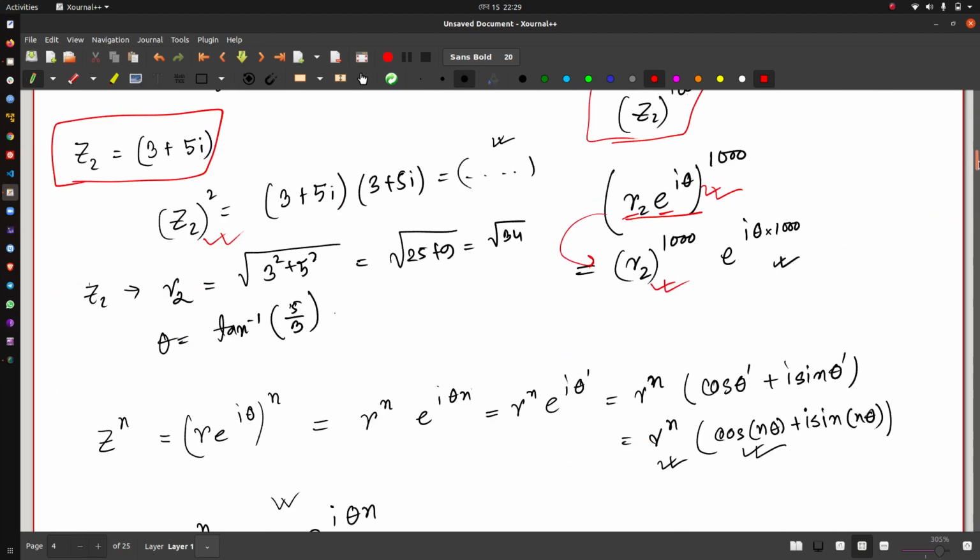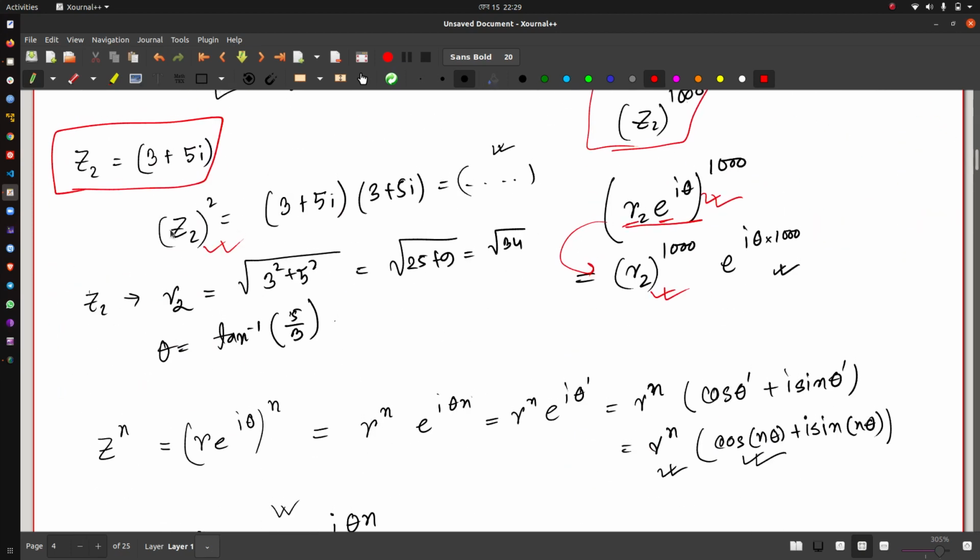And if you take a numerical example, you can always go back to this 3 plus 5i. You can compute the r2, the radius or the distance, whatever you want to call it, the modulus, and this would be just square root over 34 to the power 1000, whatever that is, and it would be e to the power I theta, and theta is what? Theta is tan inverse 5 by 3, whatever that is. You get some numerical value using the calculator, and then you just multiply it by 1000. That's it. It's as simple as that.